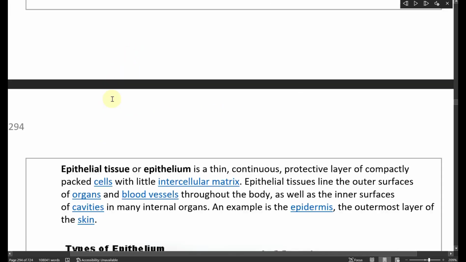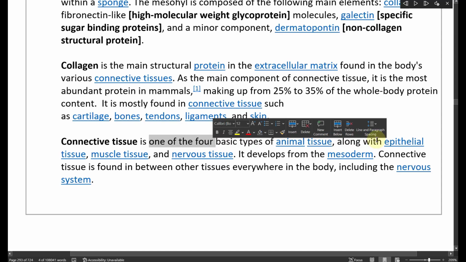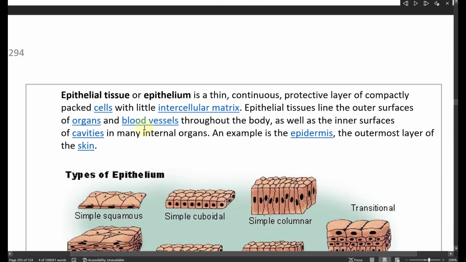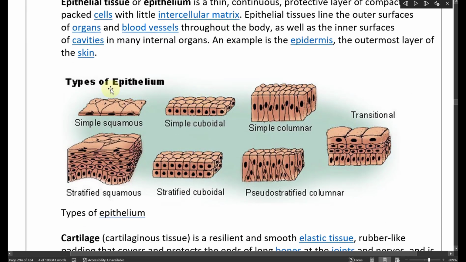Going further, epithelial tissue is 1 of the 4 basic types of animal tissue, along with connective, muscle, and nervous. Epithelial tissue, or epithelium, is a thin, continuous protective layer of compactly packed cells with little intercellular matrix. Epithelial tissues line the outer surfaces of organs and blood vessels throughout the body, as well as the inner surfaces of cavities in many internal organs. An example is the epidermis, the outermost layer of skin. So you have skin on the outside as well as inside cavities of internal organs.